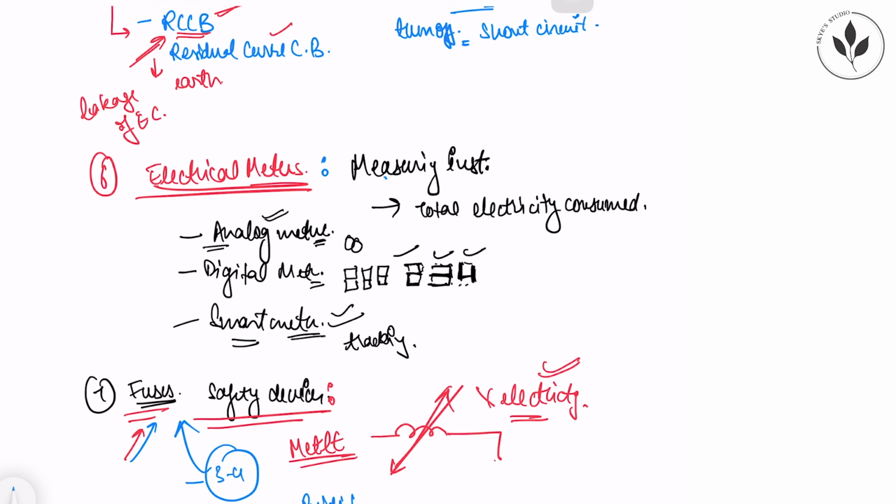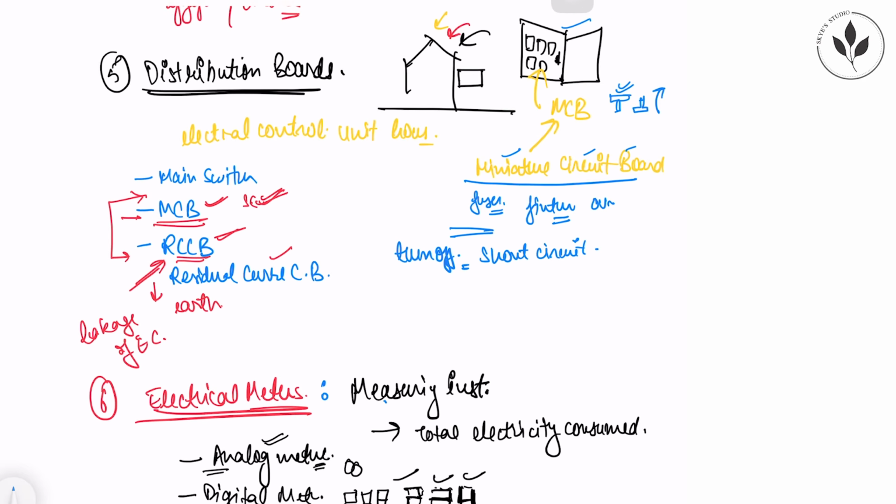This was all about the electrical components inside a building: our meter, distribution board, fixtures and appliances, sockets, switches, and electrical wires. Yeah, so these were the 4 types of electrical components in the building.